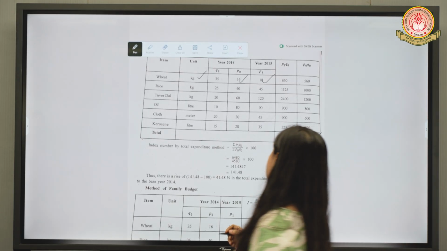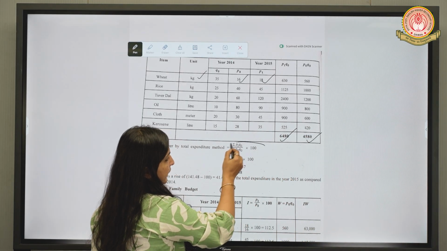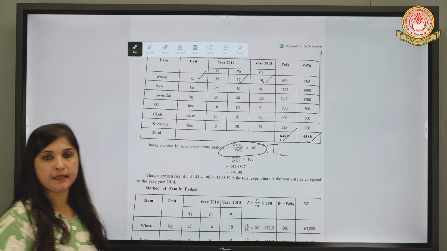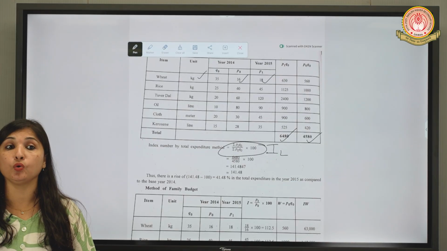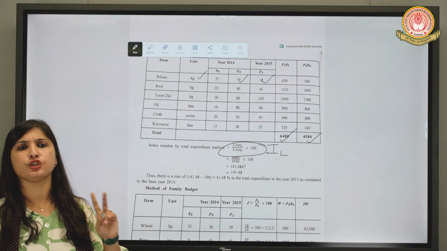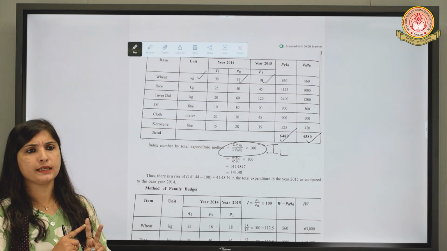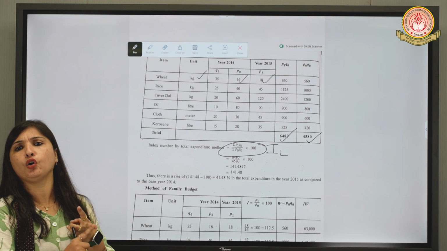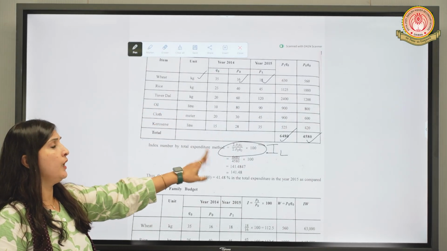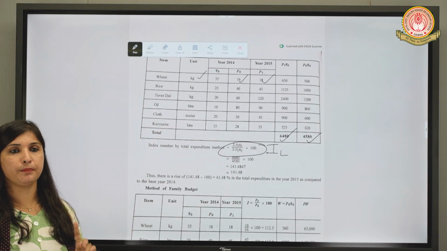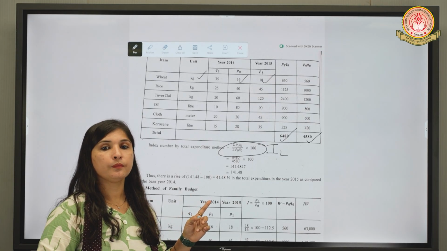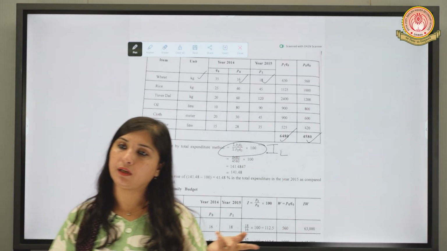In total expenditure, we used which method? Last year's method. Why? Because Q0 was given to us. It is a very simple trick to find which formula to use. If Q0 is given, last year's should be used, and if Q1 is given, past year's has to be used. In this question, Q0 was given. That's why we use the last year's method of finding the index number, by the total expenditure method.